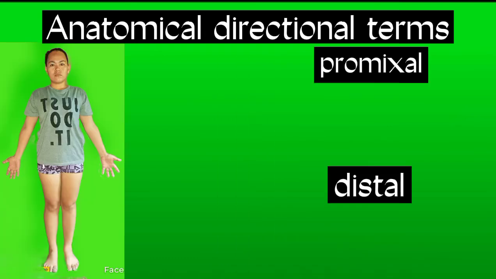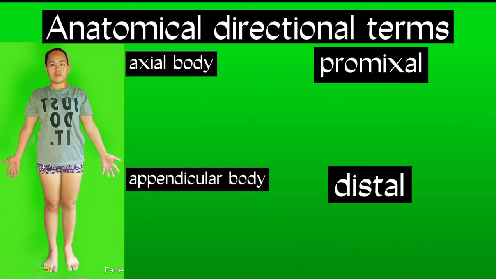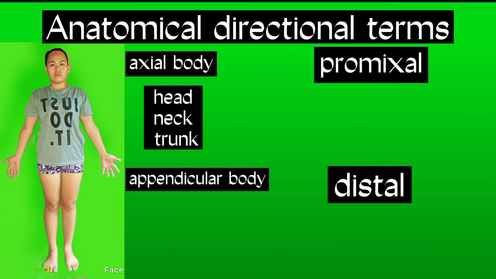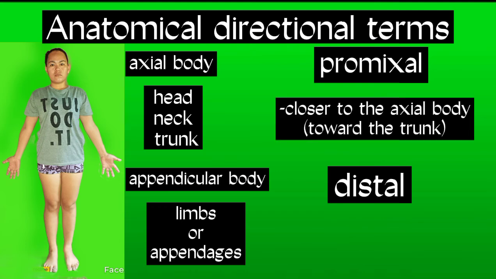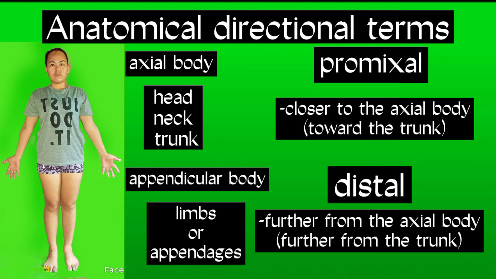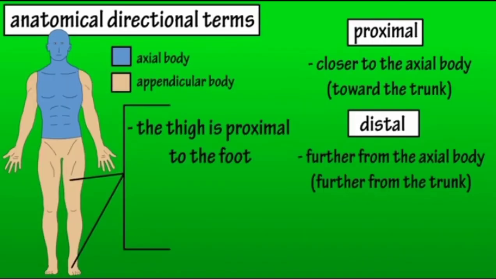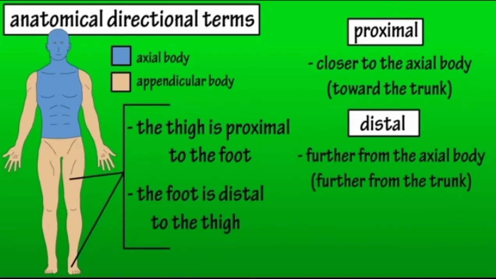Next is proximal and distal. Proximal and distal are terms that are usually used when describing parts of the appendicular body. Remember that the axial body consists of the head, neck, and trunk, and the appendicular body consists of the limbs or appendages that are added to the axial body. Proximal means closer to the axial body or towards the trunk of the body, and distal means farther from the axial body or farther from the trunk of the body. So we would say the thigh is proximal to the foot, or you could say the foot is distal to the thigh.